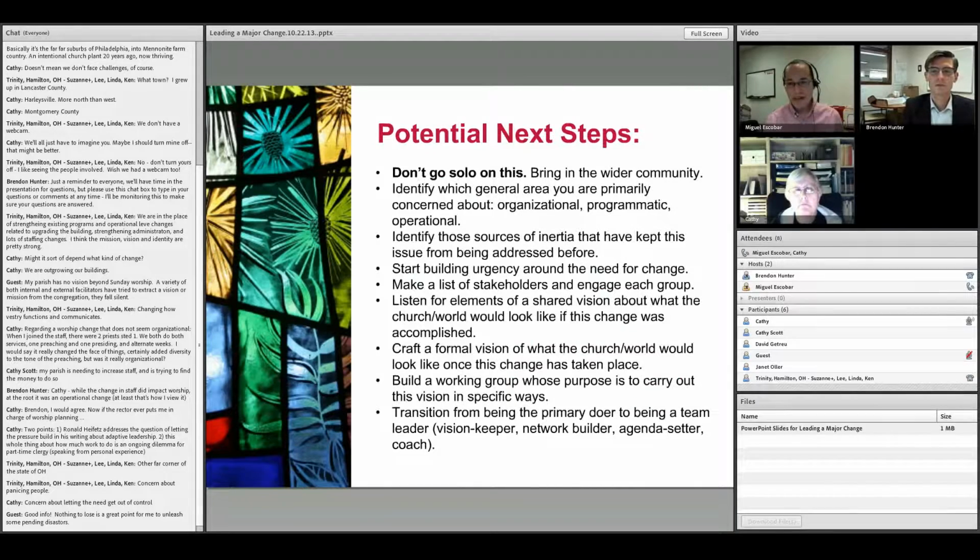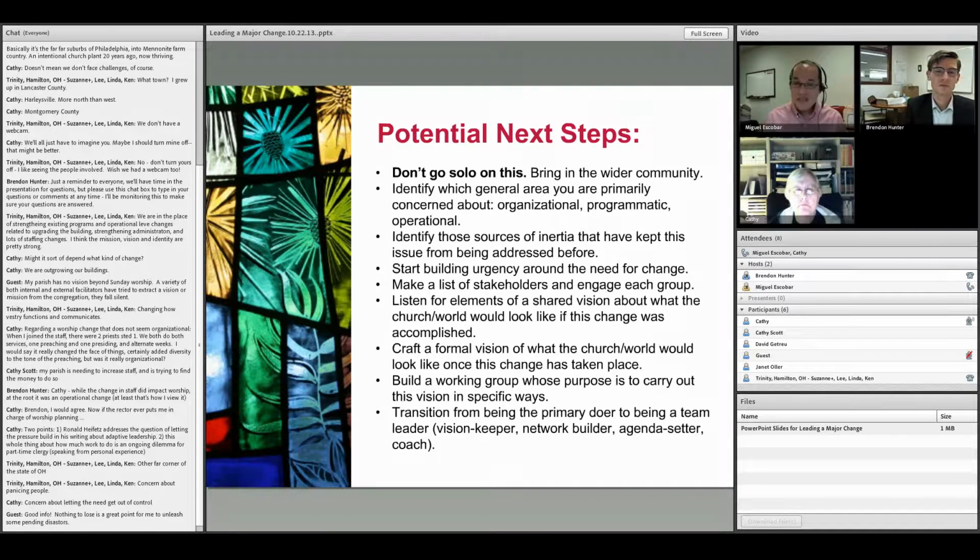So what would be some next steps from this presentation? First, in general, don't go solo. As often as change agents actually are individuals, doing a major change in the congregation requires community work. So bring in God first, and also bring in the wider community. Identify which general area you are primarily concerned about: organizational, programmatic, or operational. Identify sources of inertia and build urgency.